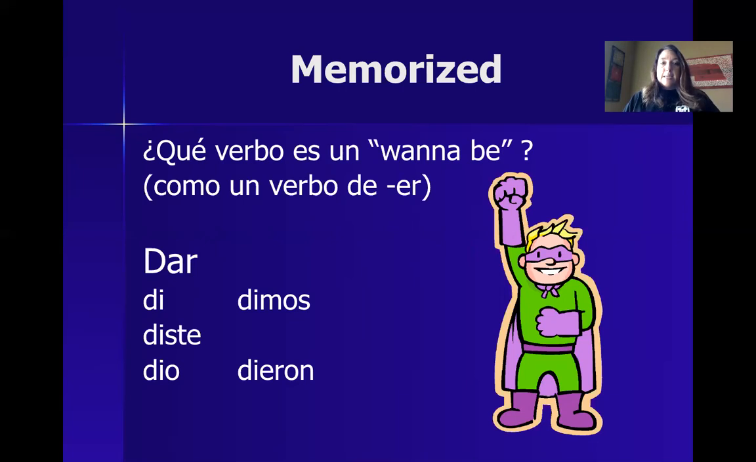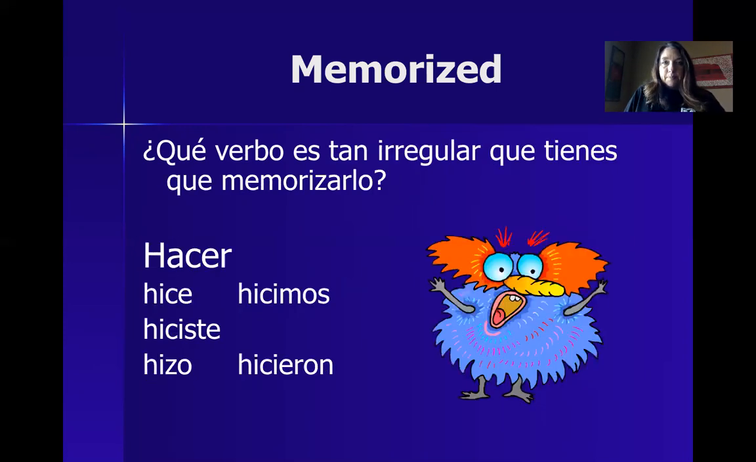Di, diste, dio, dimos, dieron. I gave, di; you gave, diste; he gave, dio; we gave, dimos; and they gave, dieron. Okay? So even though it's an AR verb, it's going to take ER endings. And like I said, the endings for the regulars will come next week. So what are we going to do? We're just going to memorize verb number 4 is dar: di, diste, dio, dimos, dieron.